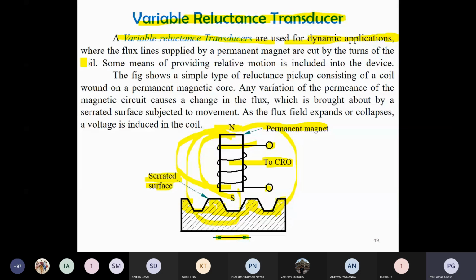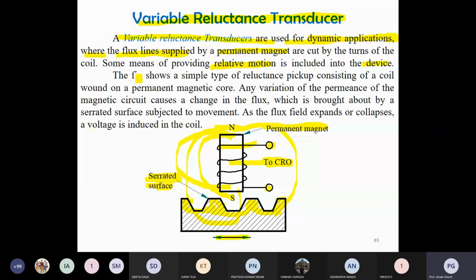Okay, where is the flux line supplied from? The flux line is supplied from the permanent magnet, and it is cut by the turns of the coils. Okay, that coil is there, it will cut from here. Some means of providing relative motion is needed. So dynamic response is what we are telling about, so some relative motion is included in the device.